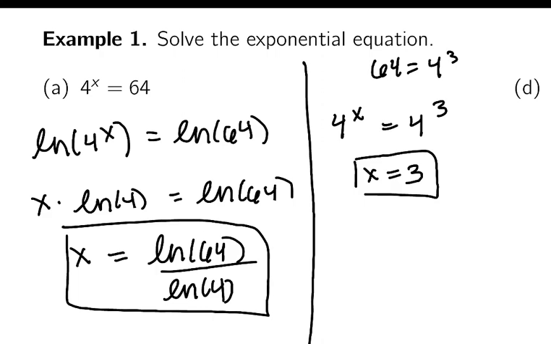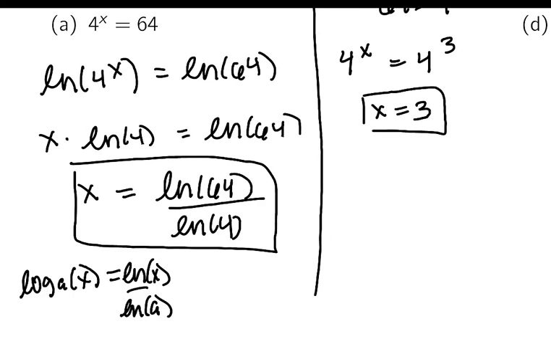Now, you might look at this and go, well, we must have done something wrong, because one technique we solved it and we got 3, and the other technique we used and we got ln of 64 over ln of 4, and those look really different. But actually, if you were to put natural log of 64 divided by natural log of 4 into your calculator, you would get 3. I know it's kind of weird, but let me show you why.